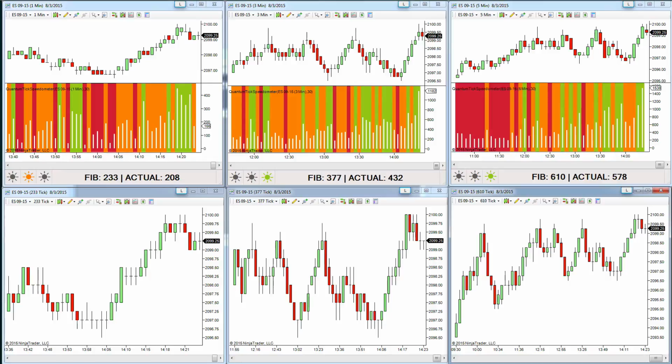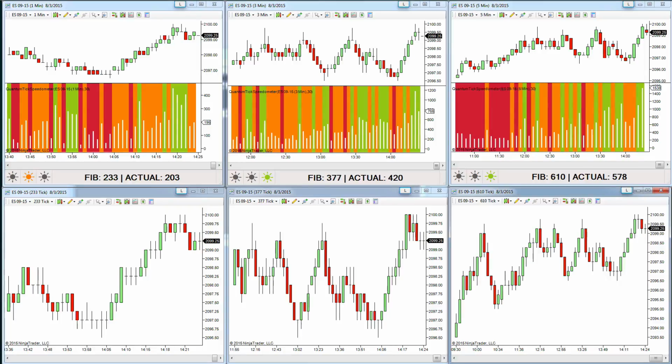You can see there on the 1 minute, the tick activity has dropped away a little bit. We've moved to orange on the orange traffic light system. Not been reflected on the 3 minute yet or on the 5 minute chart. And we've now got 4 or 5 minutes to run to the physical open. As you can see, the tick activity is still pretty much the same. We've got the 233 on the 1 minute, 377 on the 3 minute, and 610 on the 5 minute.